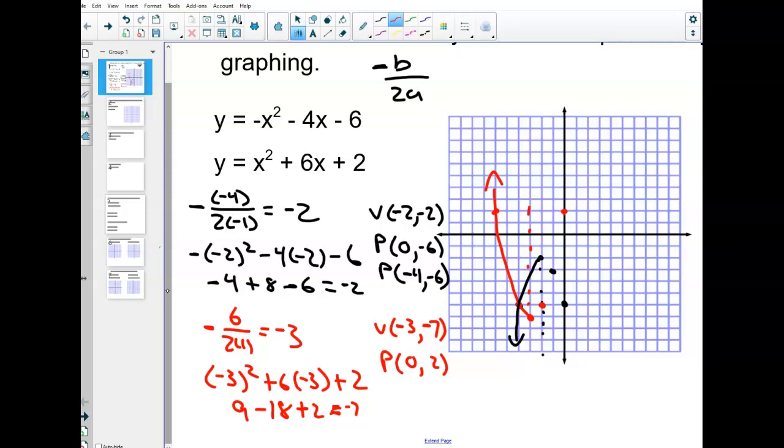Okay? So for the red one, let's use negative 1 here as well. Negative 1 squared is 1. 6 times negative 1 is negative 6. 1 and negative 6 is negative 5. Negative 5 plus 2 is negative 3. There we go. And there's my parabola. And there's my parabola. And these are the 2 points of intersection. So my answer is going to be negative 1, negative 3. Excuse me. And then it looks like negative 4, negative 6.